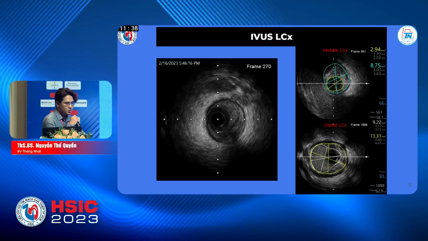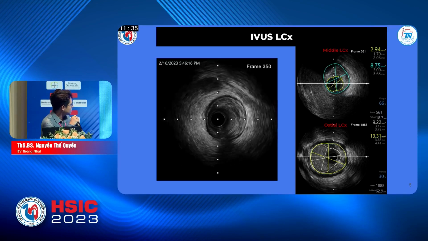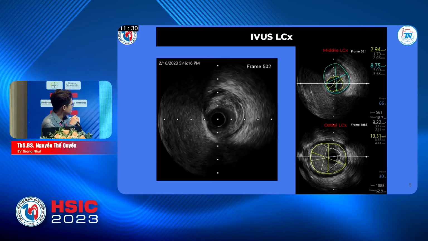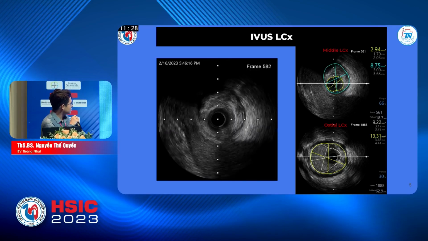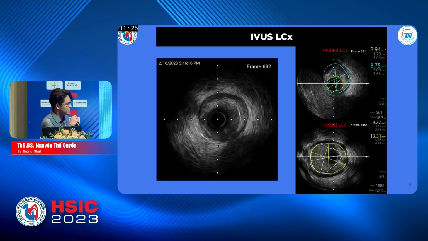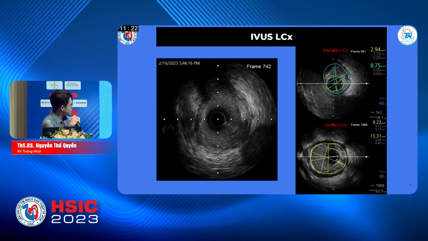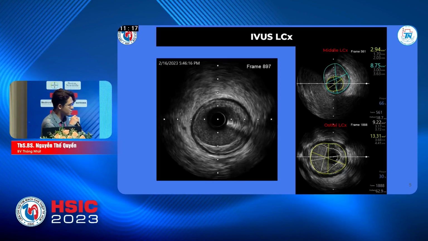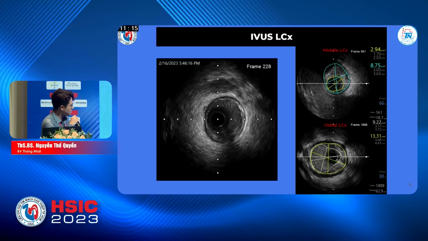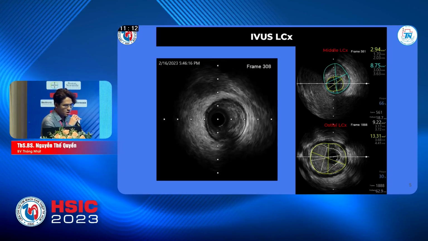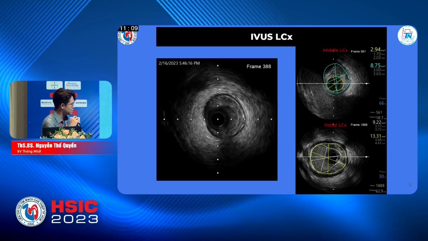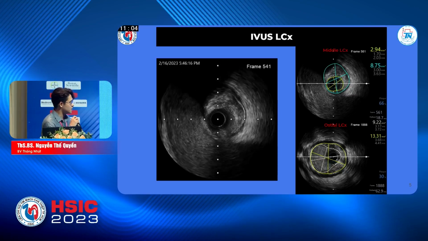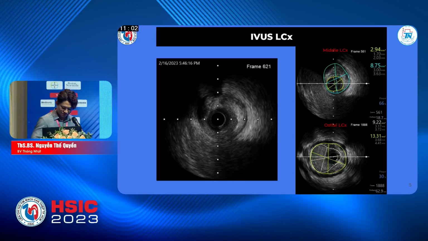The circumflex angiogram shows a diffuse significant stenosis from the proximal to the distal part of the circumflex, with the plaque burden being around 60 to 70%. We also noticed a non-significant stenosis of the ostium of the circumflex, with the plaque burden being only about 30%. Since we plan to put a stent from left main to LAD, we decided to do the PCI at the circumflex first.